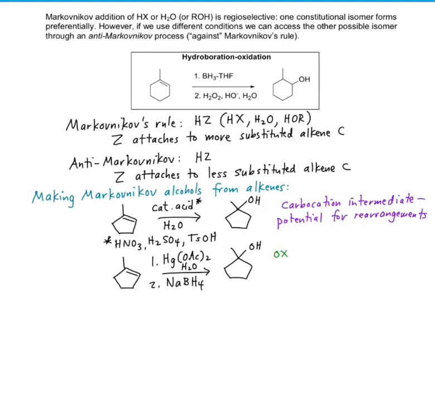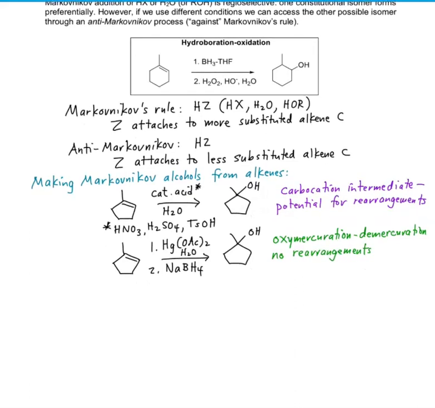So this is called oxymercuration-demercuration. And there are no rearrangements because this mechanism doesn't involve carbocations, as we saw previously. So those are Markovnikov alcohols. We can also make what's called an anti-Markovnikov alcohol. And so let's summarize that here, and then we're going to look at the details.